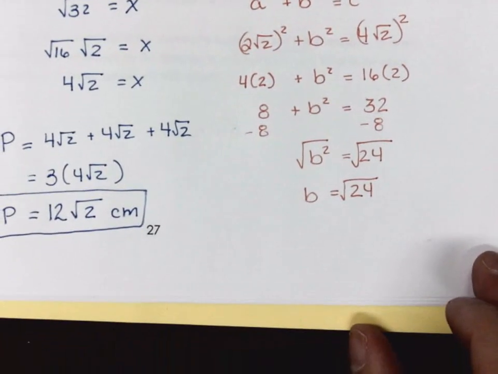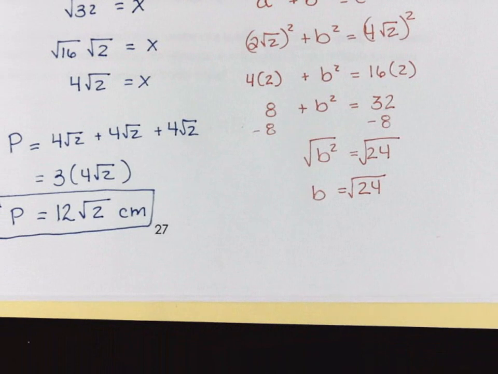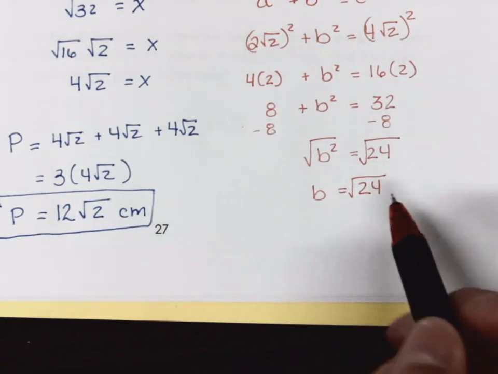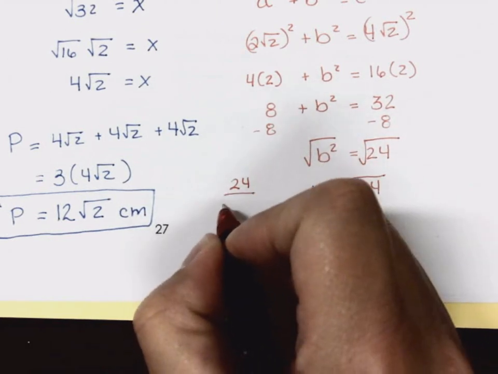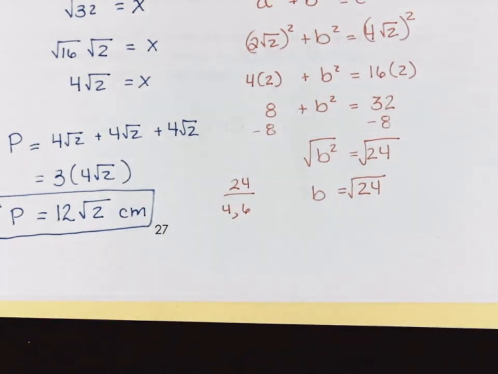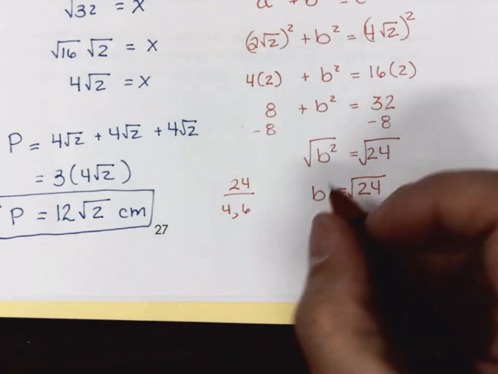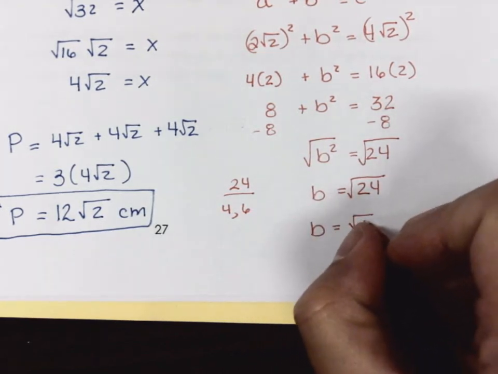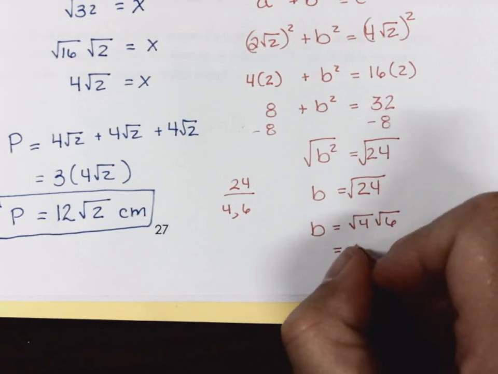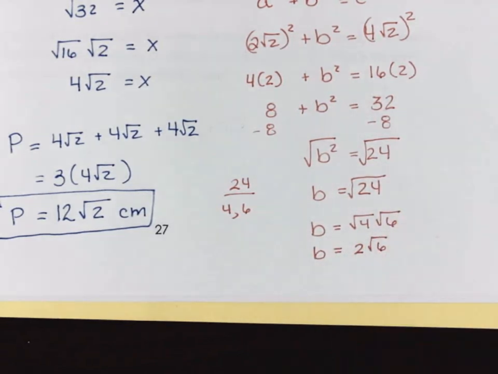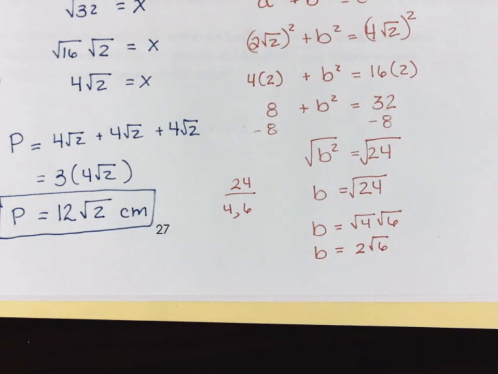Can I simplify root 24? Yes, simplify. Would it be 6 and 4? Yes. So if I'm looking at the factors of 24, 4 and 6, are there any other perfect squares that go into 24? Like 9? No. 25, we're too big already, right? So this is as good as it gets. So b is equal to the root of 4 times the root of 6, which is 2 root 6. And so that's the exact height of the triangle.